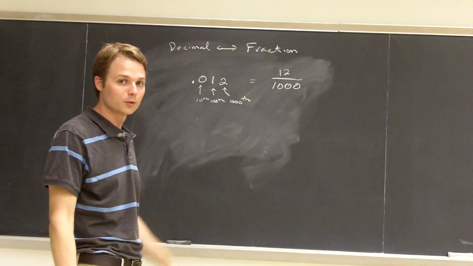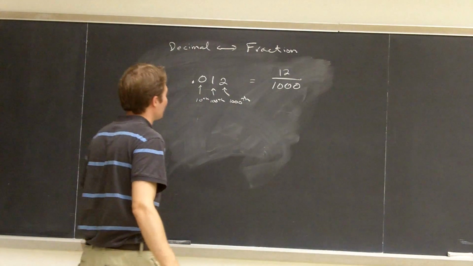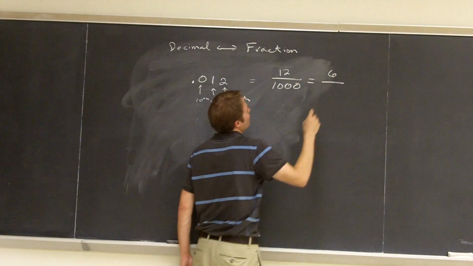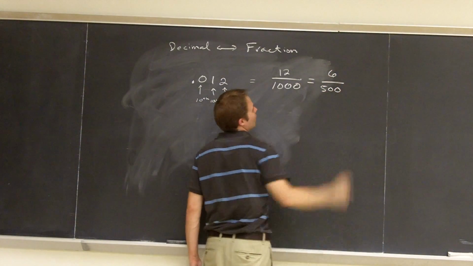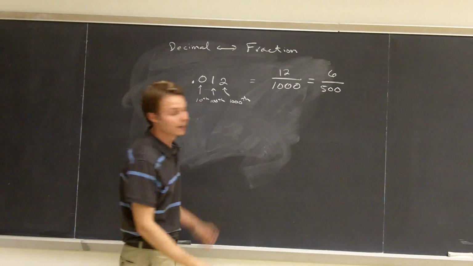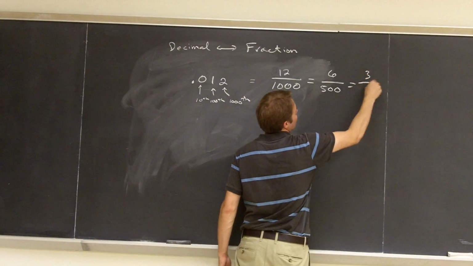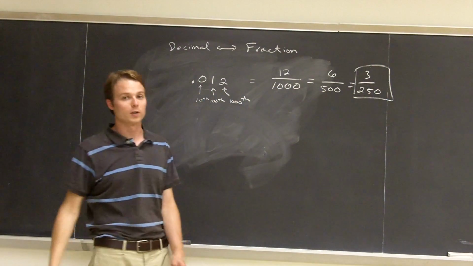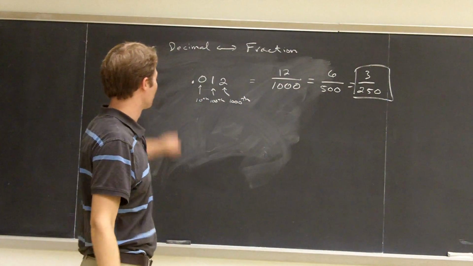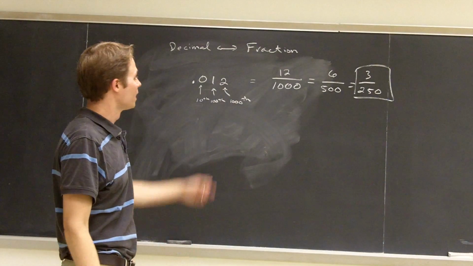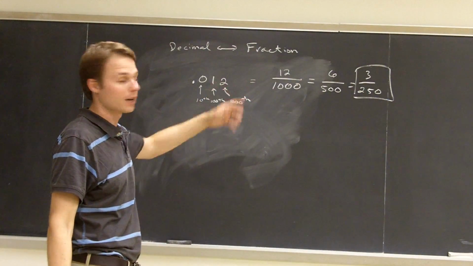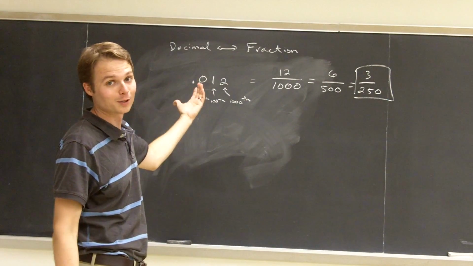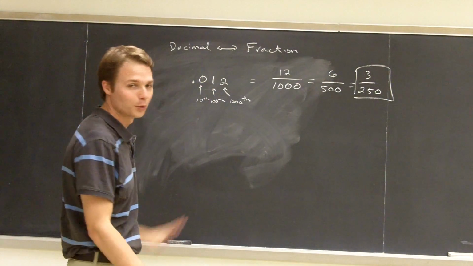Now, of course, you want to write this in its simplest terms. So we can, of course, take a 2 out of this, so that becomes 6 over 500, and we can take another 2 out of it, and this will become 3 over 250. So in this case, 3 over 250 is the simplest form of 0.012. And if you type 3 divided by 250 into your calculator, you should actually get 0.012, because that's the way that we'll convert back. We'll just do the division. We'll do that in just a second.